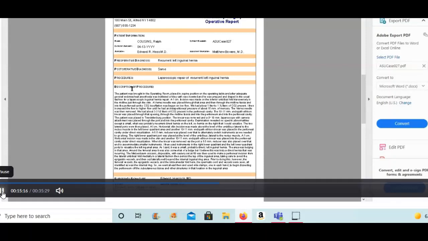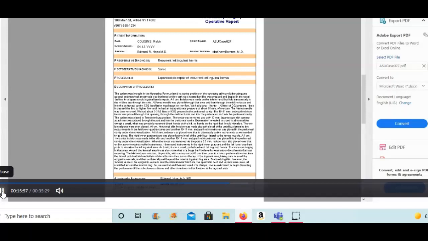So our description, the patient is brought to the OR, placed in the supine position on the operating table, and after adequate general endotracheal anesthesia was instituted, a Foley cath was inserted and he was prepped and draped in the usual fashion for a laparoscopic inguinal hernia. A 1 centimeter incision was made on the inferior umbilical fold transversely in the midline just through the skin. A Veress needle was placed through that area and then through the midline fascia and into the peritoneal cavity. CO2 insufflation was begun on low flow. We had about 1 liter to 1.5 liters of CO2 present.